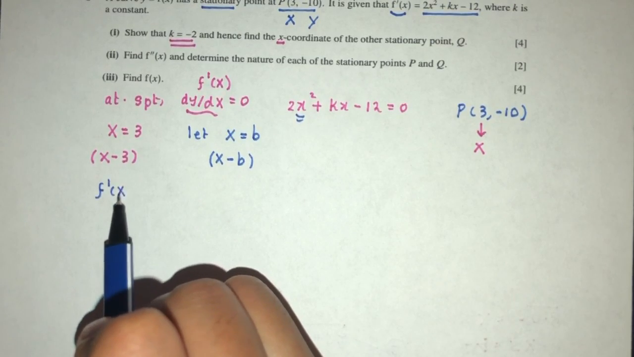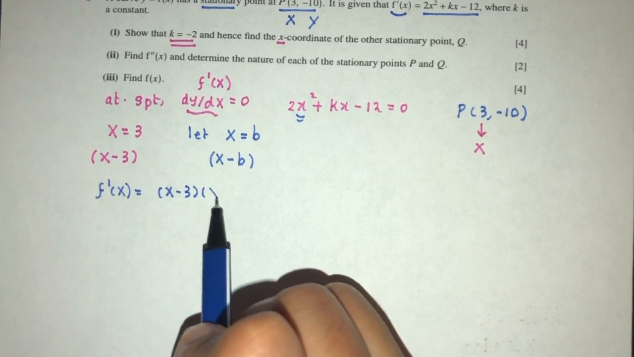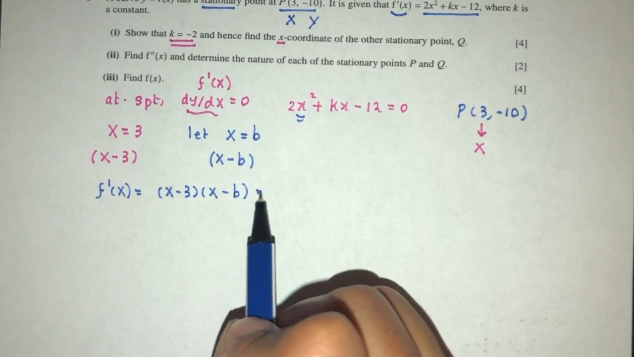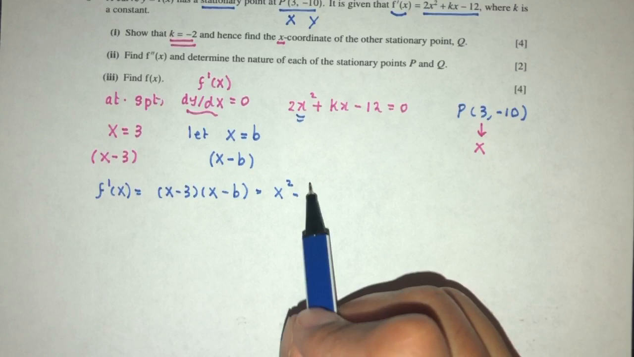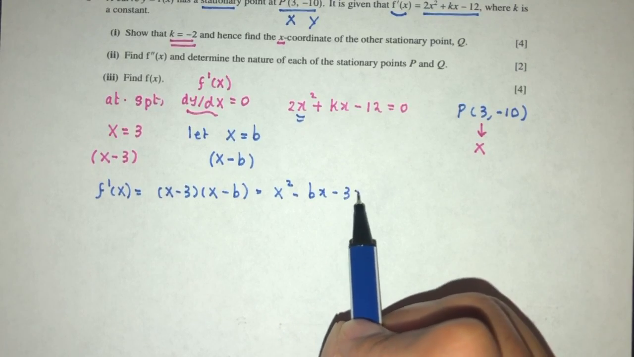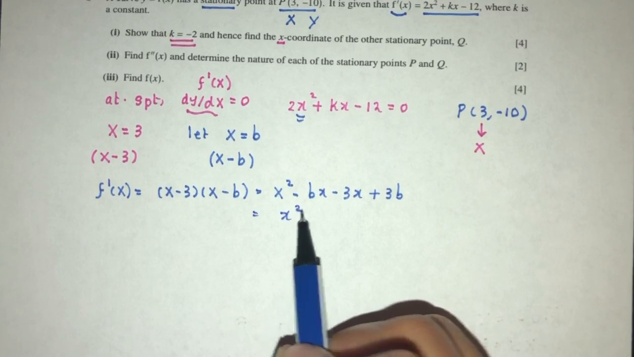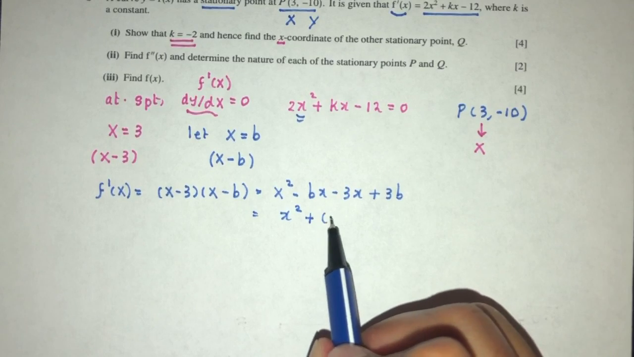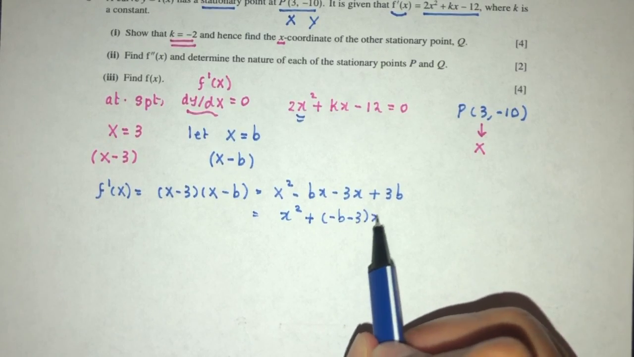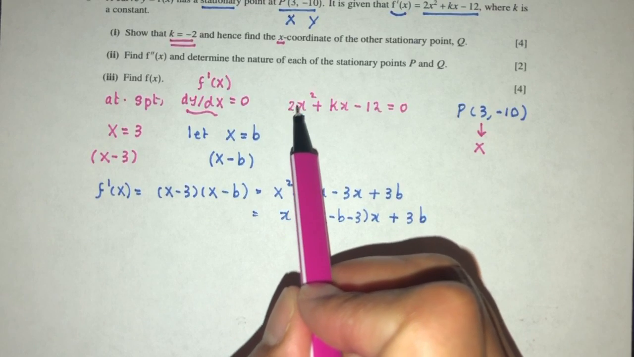F prime of x will be taking the first one multiplied by the other one. Let's see what happens. That will give you x squared, and that will be minus bx minus 3x plus 3b. Simplify, that will be x squared, and here we can have plus, and we have minus b minus 3x plus 3b. Now by comparison, you can see the actual value of f prime of x is, we have 2 here.